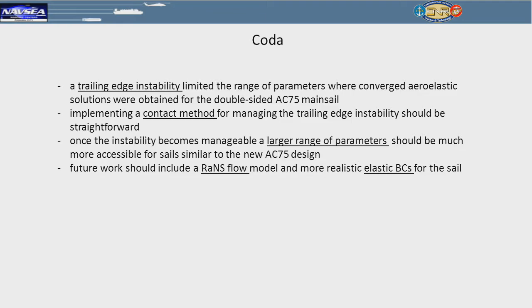Finally, a coda or the ending thoughts. There is a trailing edge instability in our work. We're going to be implementing a contact method to manage that instability in the future, and it'll give us access to a wider range of aeroelastic parameters. Future work will include Rand's equations and more realistic elastic boundary conditions for the sail.